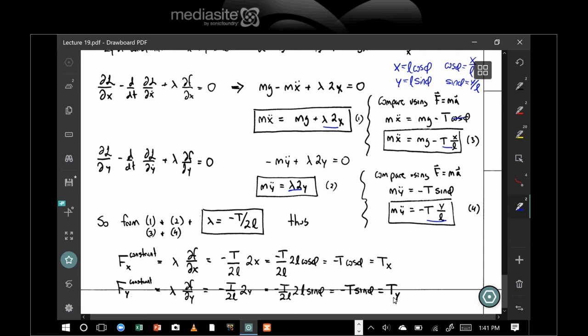So that's how you use these multipliers. That was a complicated, annoying problem even for one dimension. I'm not going to even think about doing a more complicated problem because it gets just too hairy. But in the end, you can see how you can use this to get the forces of constraint. Okay, so don't forget Newton's laws. All right, that's the moral of the story.